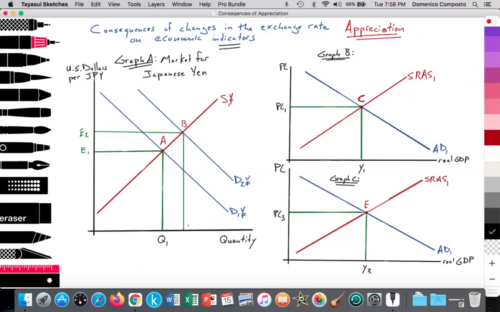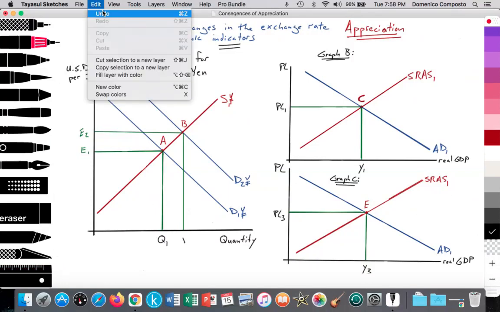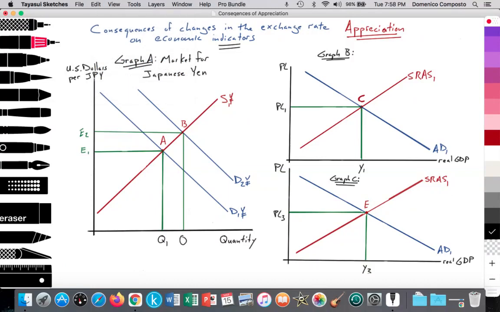Fine. So we have, that's my son in the background, we have drawn a model, an exchange rate model, to illustrate the rise in demand for the Japanese yen, leading to an appreciation of the Japanese yen and an increase in the quantity, supply, and demand of the Japanese yen.